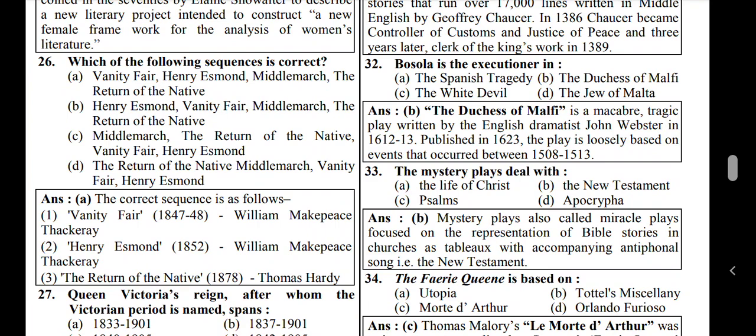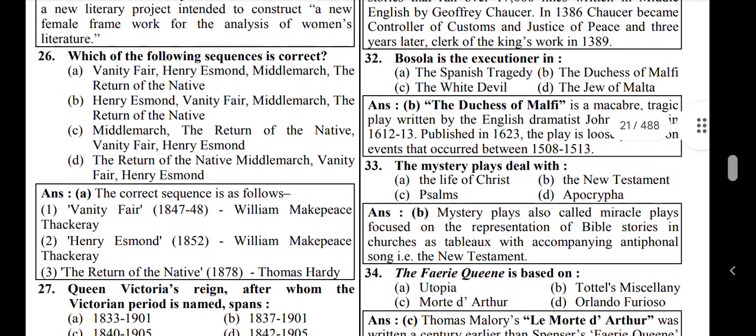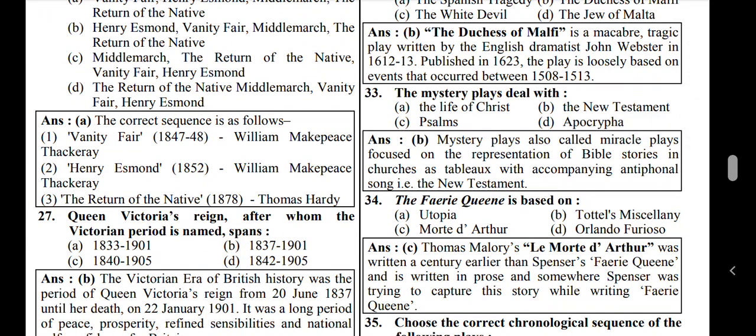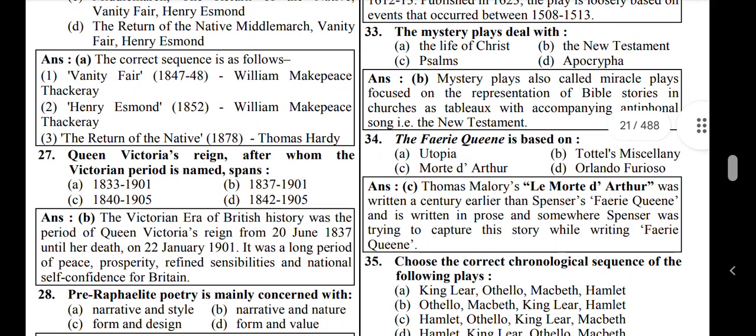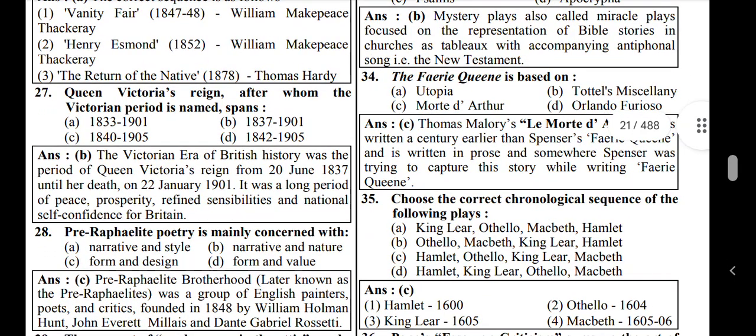So let's have in our mind Vanity Fair 1847, Henry Esmond 1852, The Return of the Native 1878. Vanity Fair is 47, Henry Esmond is 52, and The Return of the Native is 1878 by Thomas Hardy. Please reread the publication of Middlemarch.